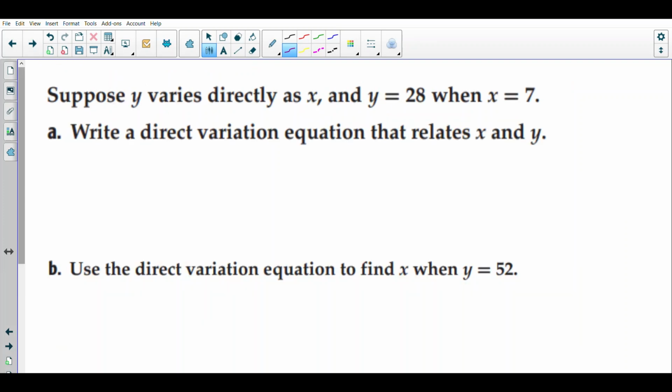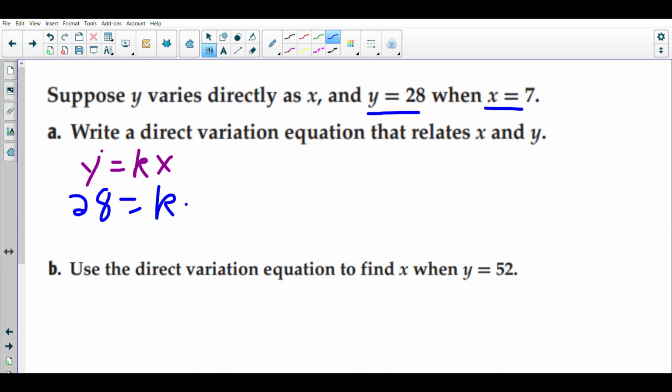First, suppose y varies directly with x, and y equals 28 when x equals 7. Write a direct variation equation that relates x and y. So we normally start with y equals kx, but we don't know the k in this situation. But we do know x and y. Here's y, here's x. So we're going to plug those in. So we get 28 equals k times 7.